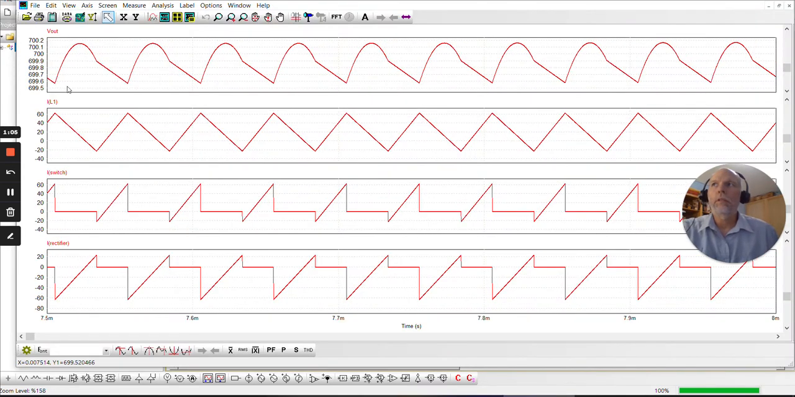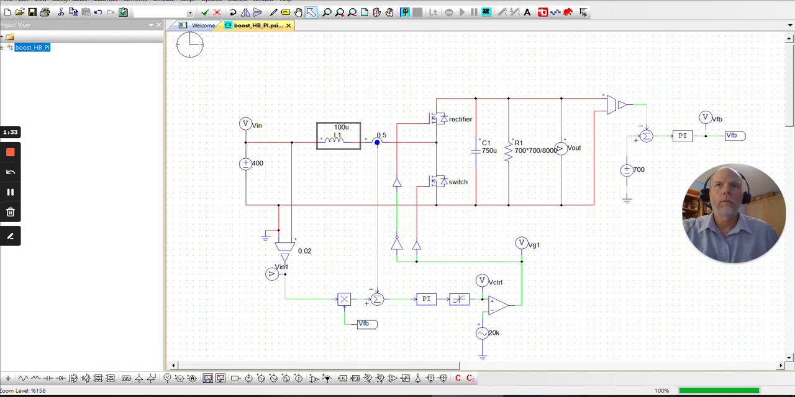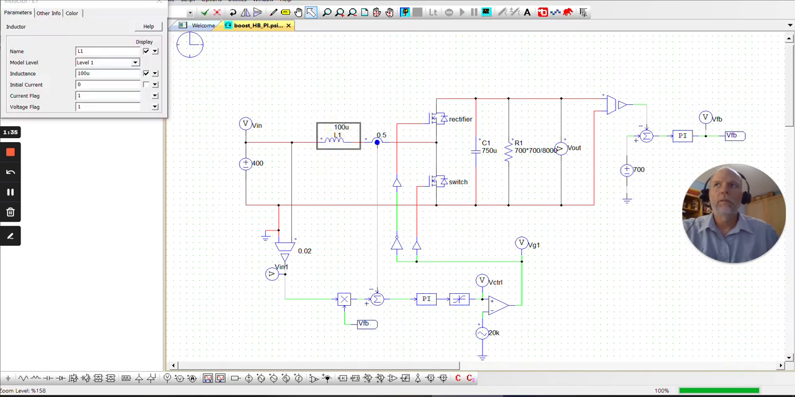Okay, so the top screen is the 700 volts out, a little bit of ripple, actually very small. The next screen down is the inductor current, and here you can see that the current is actually going negative. Each switching cycle goes positive and negative, and then of course we have the same thing happening with our switch current and our rectifier current. So what happens? We'll just use the inductor as the thing that we change here.